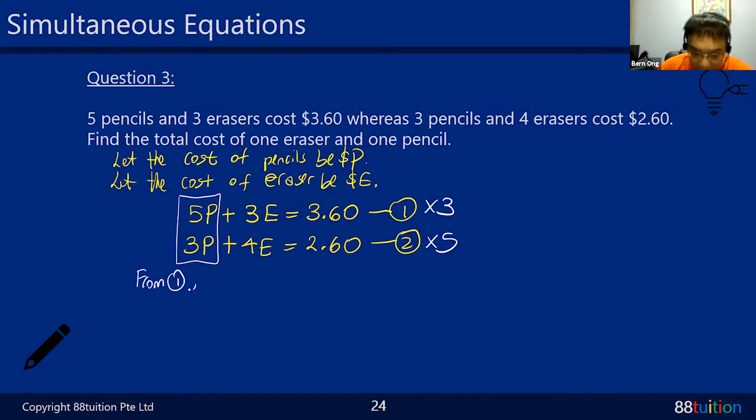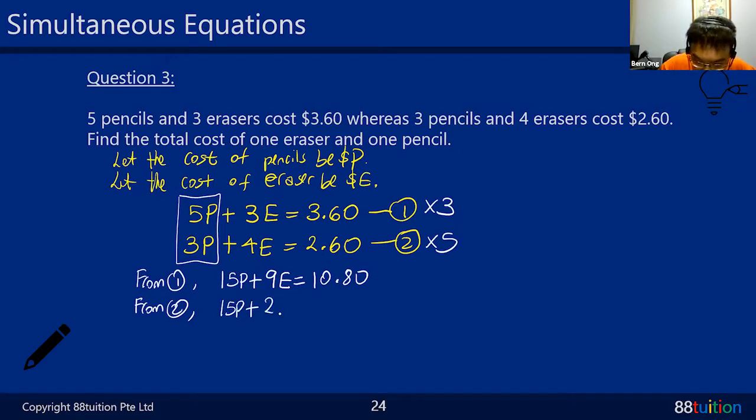Okay, so from equation 1, you tell your teacher, from equation 1, everybody times 3. So 5p times 3 is 15p, plus 3 times 3 is 9e. $3.60 times 3. Uh-oh, this one no battery. 360 times 3, that will give you $10.80. All right, then from equation 2, everybody times 5. So 3 times 5 is 15p. 4 times 5 is 20e. And $2.60 times 5 will give you $13.